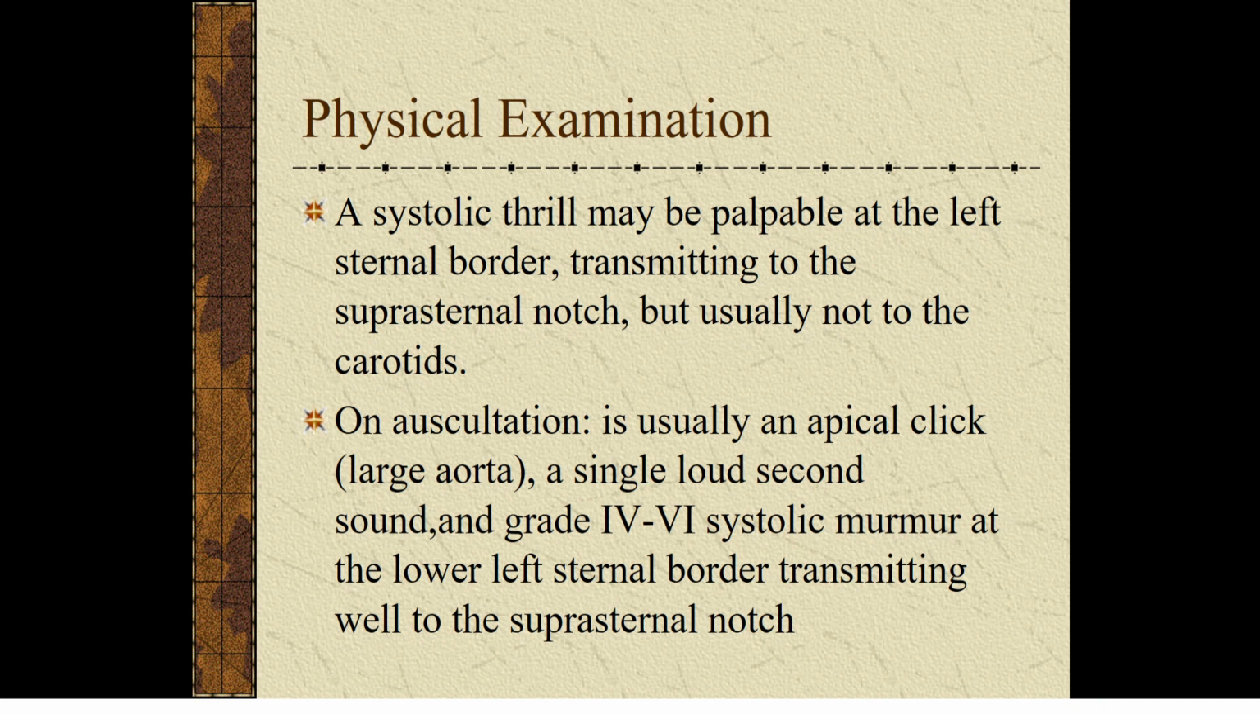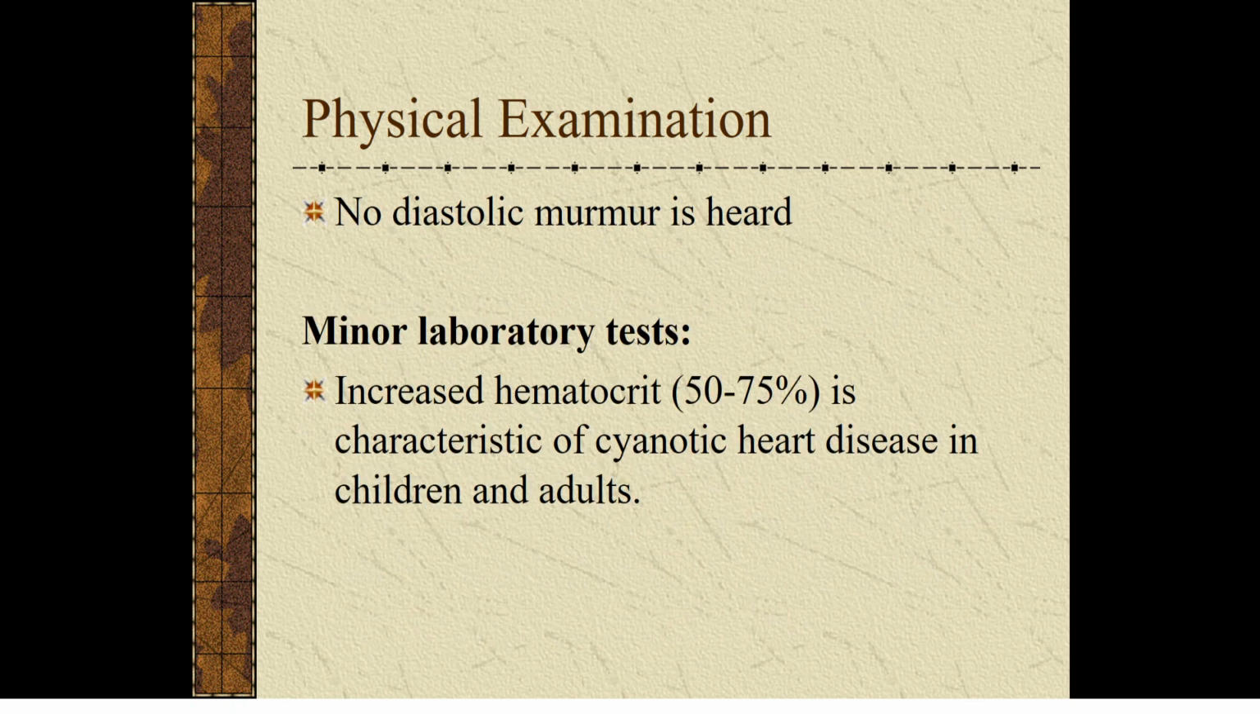A systolic thrill may be palpable at the left sternal border, transmitting to the suprasternal notch, but usually not to the carotids. On auscultation there is usually an apical click, a large aorta, a single loud second sound, and a grade 4 to 6 systolic murmur at the lower left sternal border, transmitting well to the suprasternal notch. No diastolic murmur is heard.